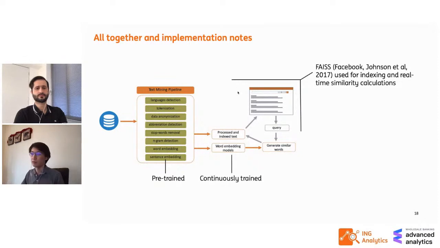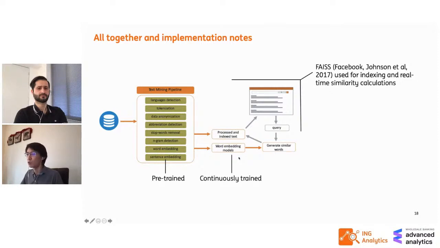So putting all these together, we have shown you so far that we have built an entire end-to-end semantic search system, where we have an underlying text mining pipeline to pre-process everything. We have a word embedding system for term-set expansion, and also a sentence-based model for ranking. There are two additional points I want to point out. One is that for the implementation of the ranking, we also use the package FAISS, created by Facebook, which enables high-volume real-time similarity calculations and in-memory indexing of the documents. This can then be used in production in real time.